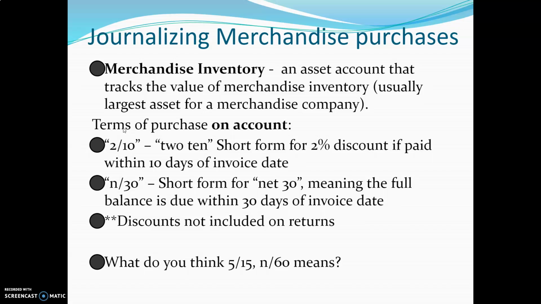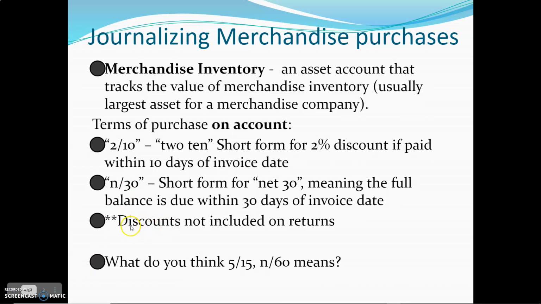And whenever we have invoices, these are what we call the purchase terms or terms of purchase on account. It's like saying that we have an invoice and we're going to pay it within a specific period of time. And so we see this 2/10 represents 2/10, which is short for if you pay the balance within 10 days, you get a 2% discount. And that's within 10 days of the invoice date. And N/30 stands for net 30, meaning you expect to get this paid, the full balance, within 30 days of the date.